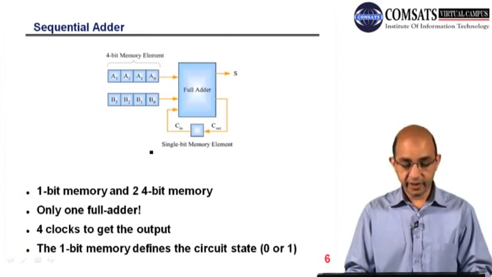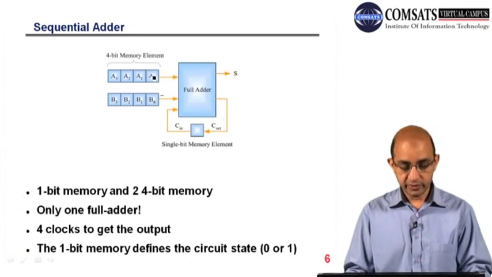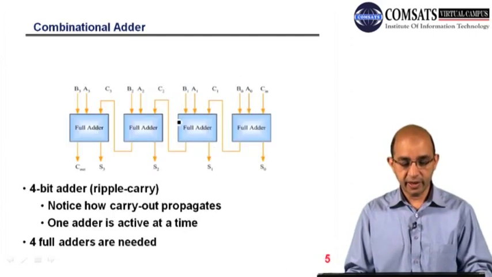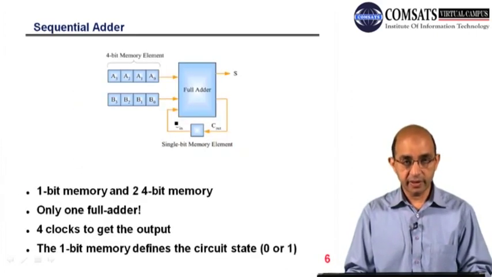So you can see the difference. We have a memory here, and we need a control signal so that we can move the bits to the right, and then we can perform the addition. So this is the sequential adder, and that was the combinational adder.